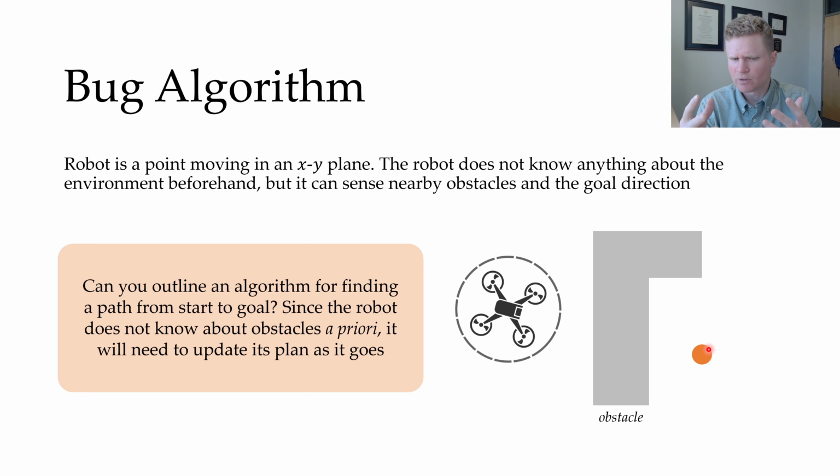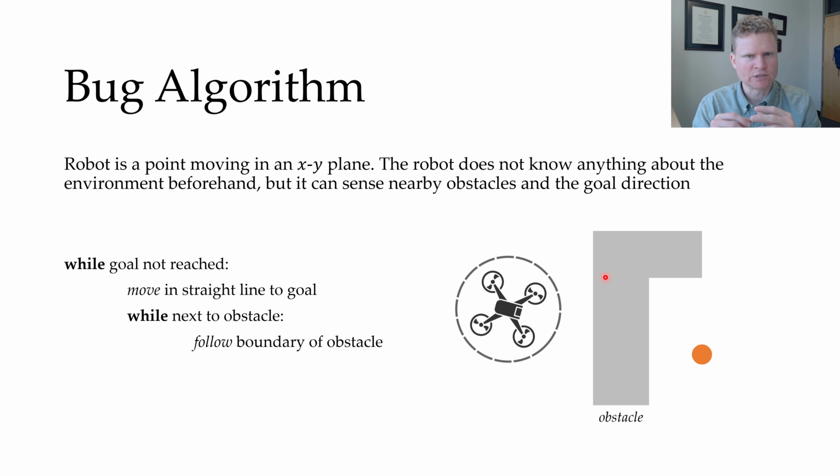So can you outline an algorithm for finding a path from the start to the goal? And remember that since the robot can't see any obstacles at the beginning of this motion, it's going to need to update its plan as it goes. Like when it sees this obstacle right here, it's probably going to need to adjust its plan and move around that obstacle. Maybe pause the video, think for yourself if you can come up with an algorithm.